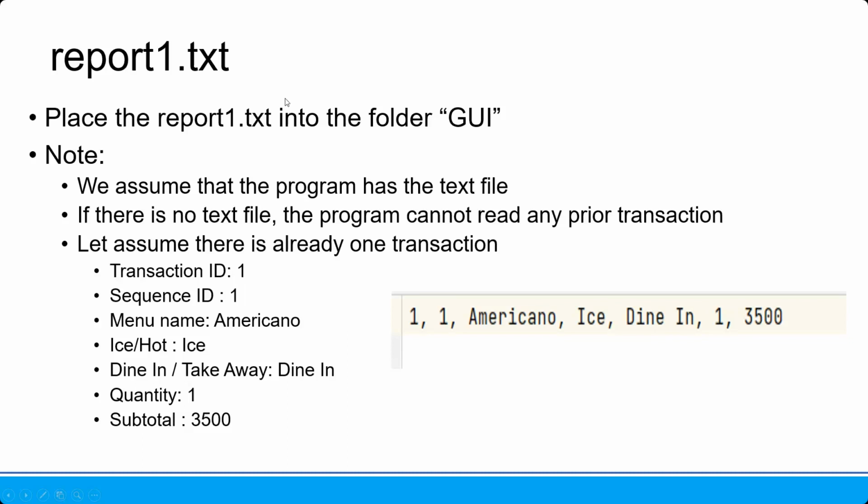So this is the report1.txt. If you finish with the text file creation, you can run your program. Okay? If you don't have this report1.txt, then you may not be able to run your program.